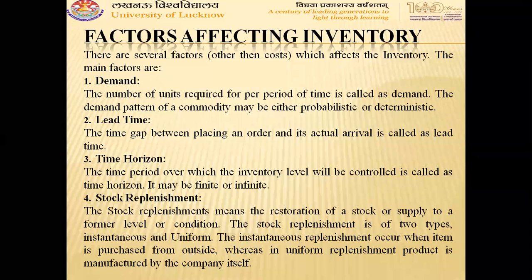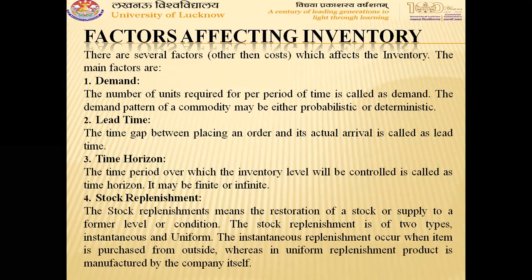Third one is time horizon. Time horizon is the period over which inventory level will be controlled. It may be finite or it may be infinite, but generally it is taken as 1 year.